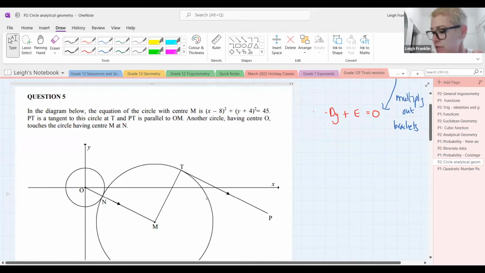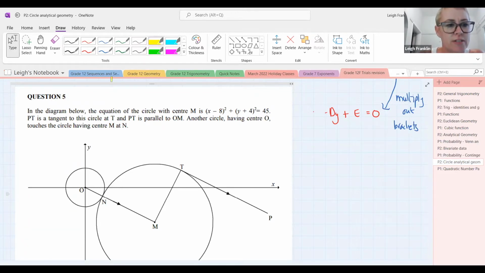Now, something else that I read before we jump into the questions is that they've told us PT is a tangent to the circle. So if they tell us that a line is a tangent to a circle, what does that mean for us? What information can we take out of that?